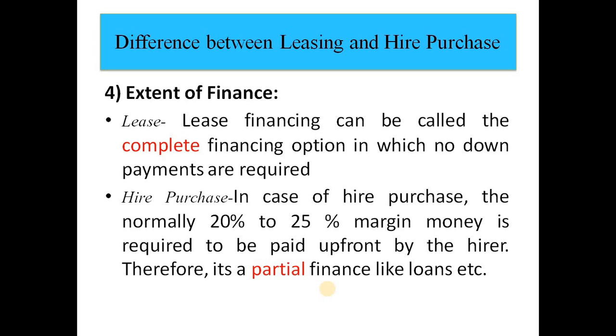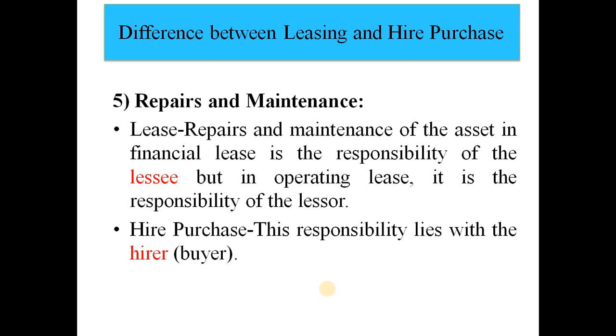Then extent of finance. This we have already seen: lease finance is complete financing. Here, the entire amount of the asset is financed by the lessor. But in case of hire purchase, the hire buyer is required to pay some particular percentage of the cash price, and that ranges from 20 to 25%. That's why lease finance is called complete financing, and hire finance is called partial finance.